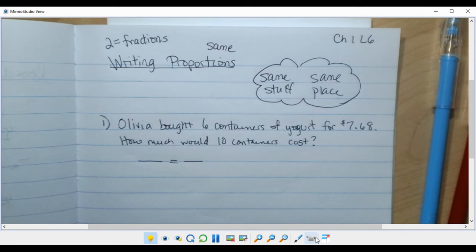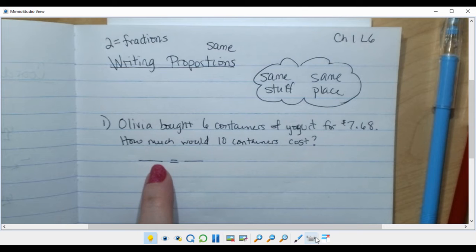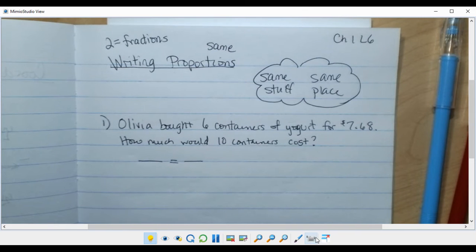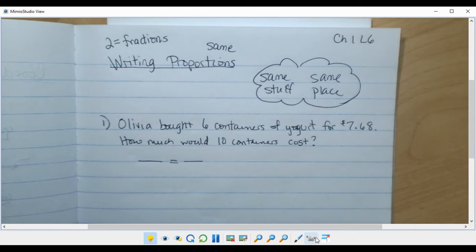Now, let's think about the 2 things that could change in our problem with Olivia. We could change the amount of containers in her cart, and we could change the price that she's going to pay. Right? So each fraction is going to contain one of each of those. It's going to have a container, and it's going to have a price. All right. The easiest thing I can tell you to do is just start.